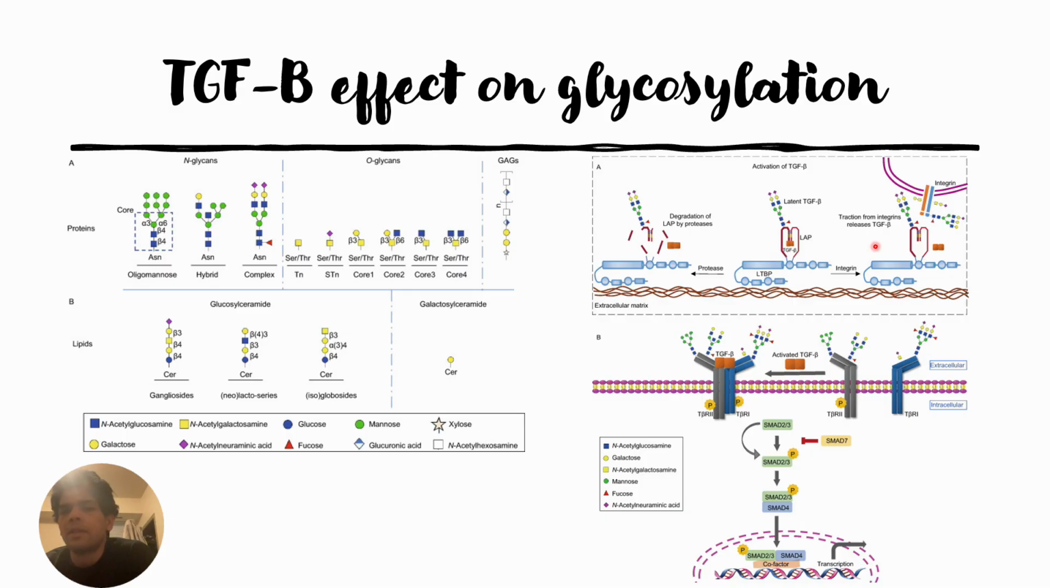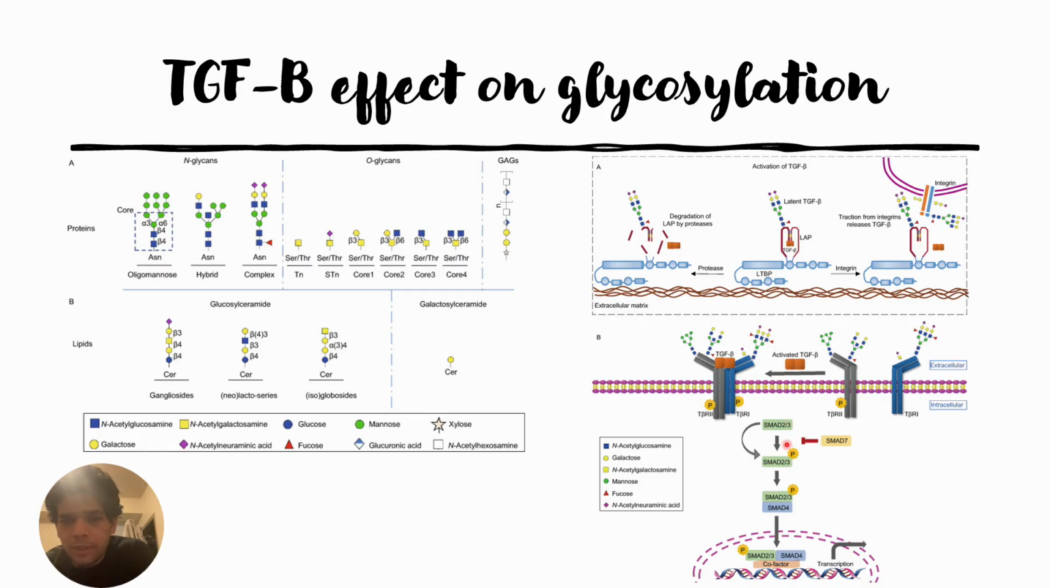The other way is through interactions with integrins, which make the TGF-beta available or free. Once the TGF-beta is free, it can interact with TGF-beta receptor 2 and receptor 1 and activate those receptors through intracellular phosphorylations, and that will trigger the SMAD pathway.